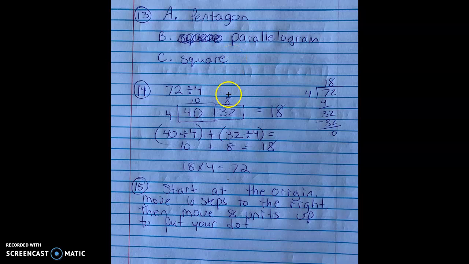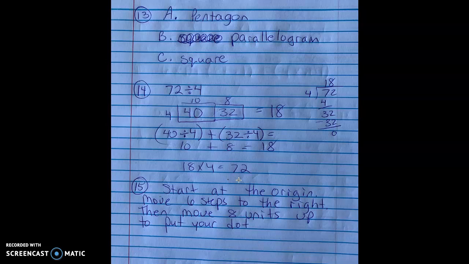Question number 14. So again, I'm splitting apart 72 into 2 smaller numbers that add up to 72. So I used 40 and 32. The reason I used 40 and 32 is because 4 goes into 40 equally and 4 goes into 32 equally. So I have 40 divided by 4 is 10. 32 divided by 4 is 8. Therefore, 10 plus 8 is 18. To check it for multiplying, I take 18 times 4 to make sure that it's 72.